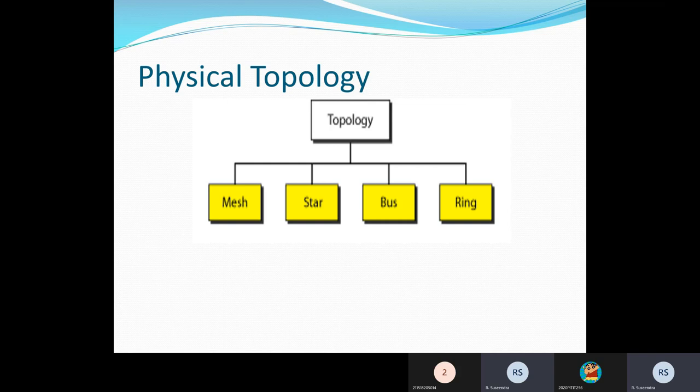So we are using the star network. For a star network, as we draw a star, we have 5 or 4 points. So only four computers can connect at a time. So it is more efficient than a mesh network.